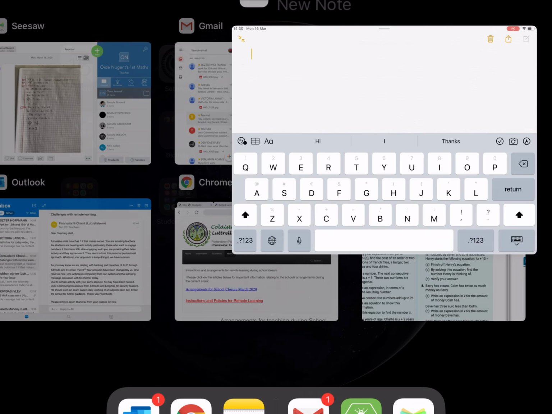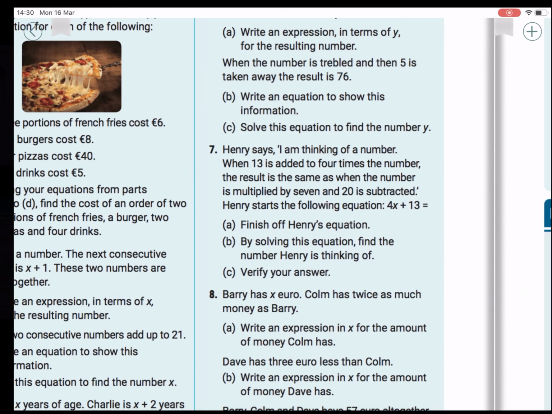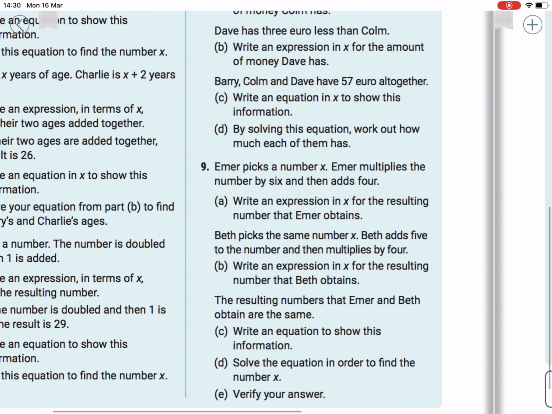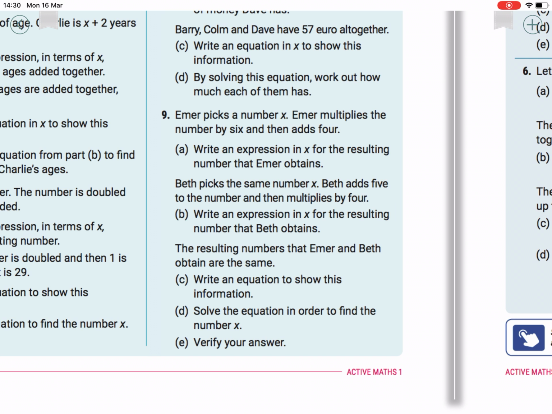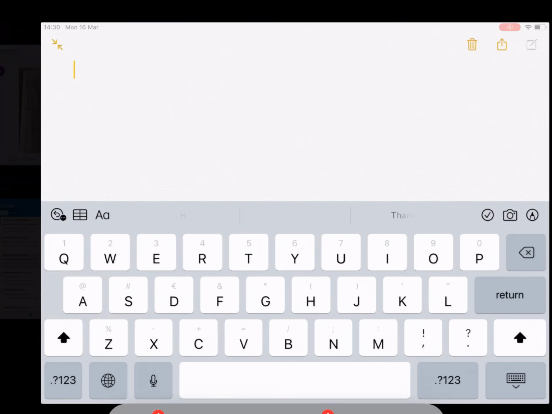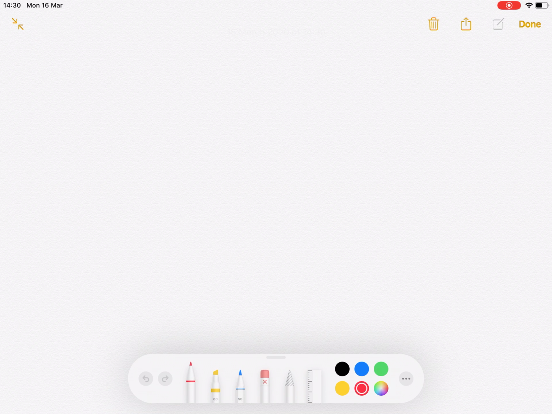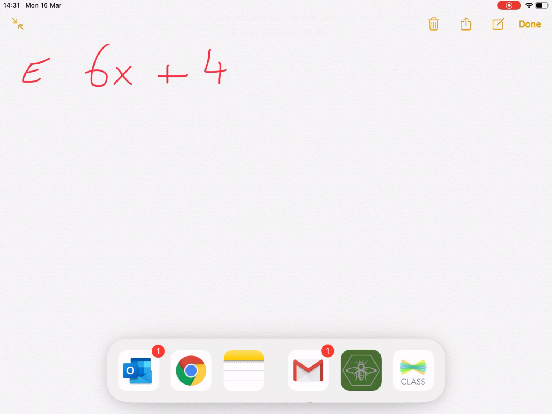Next one. Number 9. Emer picks a number x. She multiplies the number by 6 and then adds 4. She's multiplying the number by 6, we're in red now, plus 4. Okay, so that's what Emer is saying. Let's just put a little e there beside her so we know that that's what she's talking about.